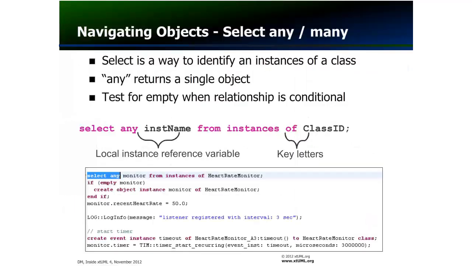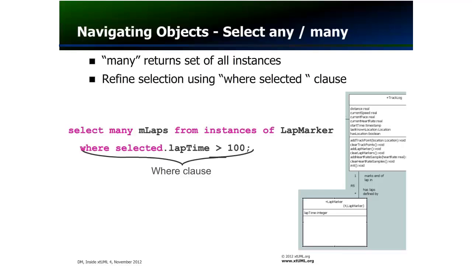Once instances are created and associations established, specific instances or groups of instances are identified using the select statement. In this example, the keyword any is used to modify the selection, such that any random instance is picked from the set of available heart rate monitors. A more precise selection from a group of instances can be achieved by performing a select many operation, and then refining the search using the where clause.